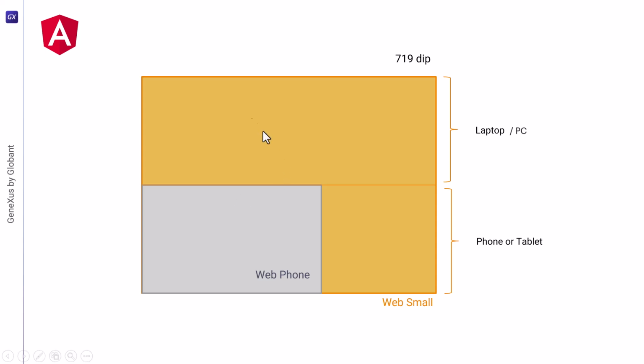And we have to see what happens with the width. If we set the maximum width property to a value of x dips, then it'll correspond to the application running on a mobile device up to that width. And for any other case, both mobile device and laptop, up to 719 dips will correspond to the Web Small platform. If we leave the default value of 0, then it'll apply to what it understands as small size.